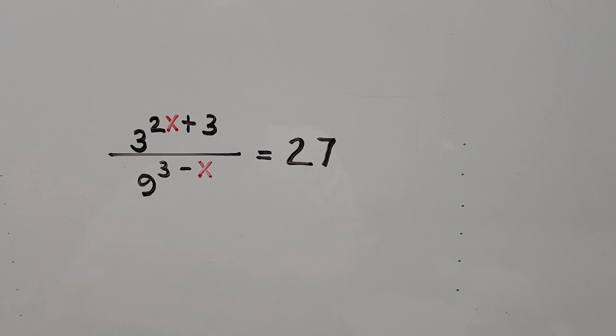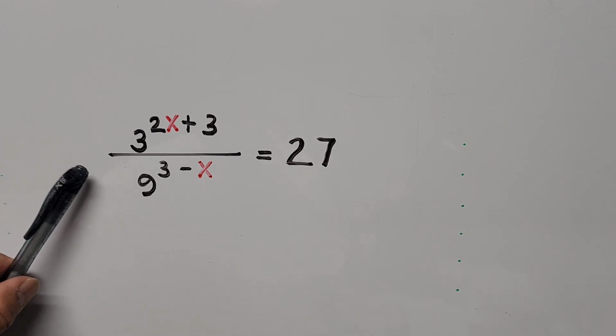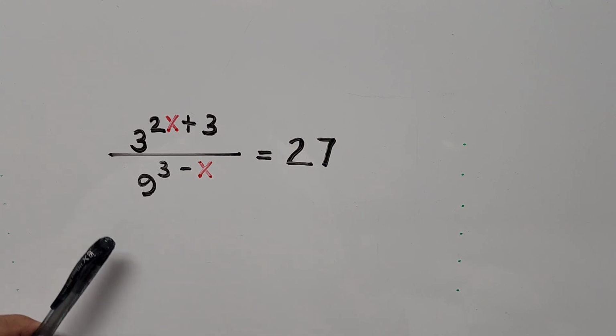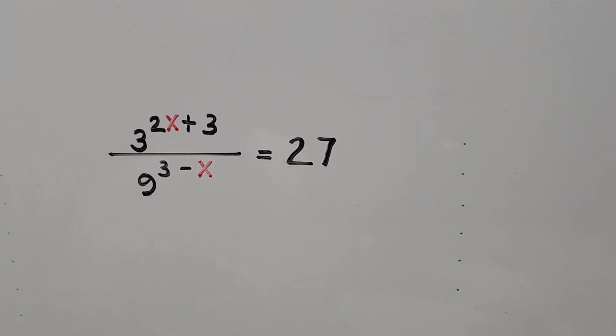In this video we have an exponential equation to solve. We have 3 to the power of 2x plus 3 divided by 9 to the power of 3 minus x equals 27.